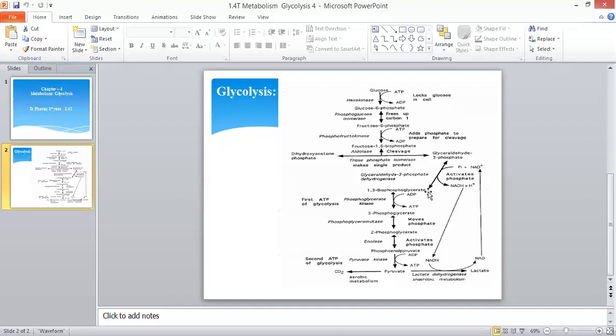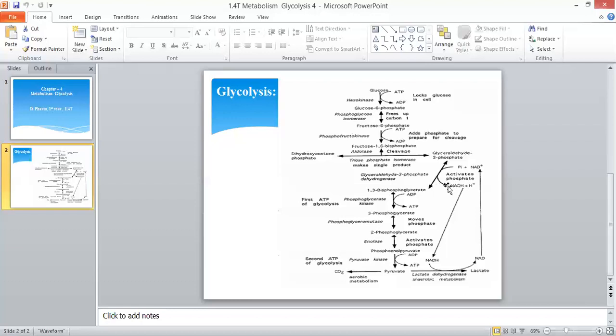Then glyceraldehyde 3-phosphate is converted to 1,3-bisphosphoglycerate. This step is catalyzed by the enzyme glyceraldehyde 3-phosphate dehydrogenase. This reaction requires the coenzyme NAD. NADH formed in this reaction is oxidized in the electron transport chain to produce 3 molecules of ATP.